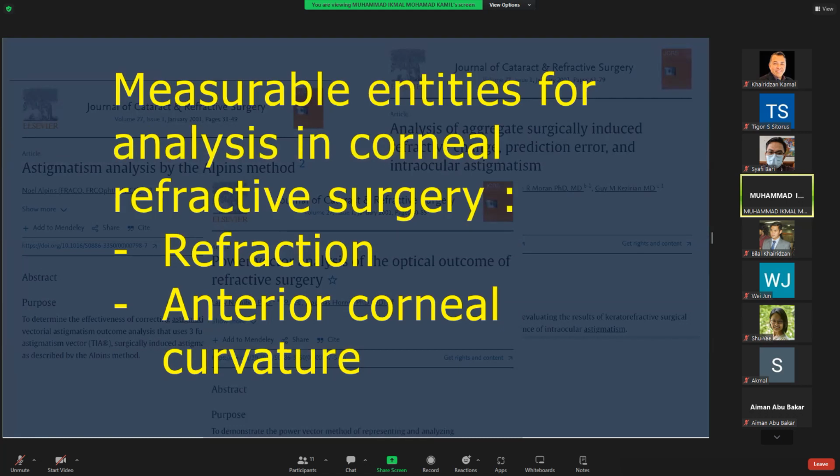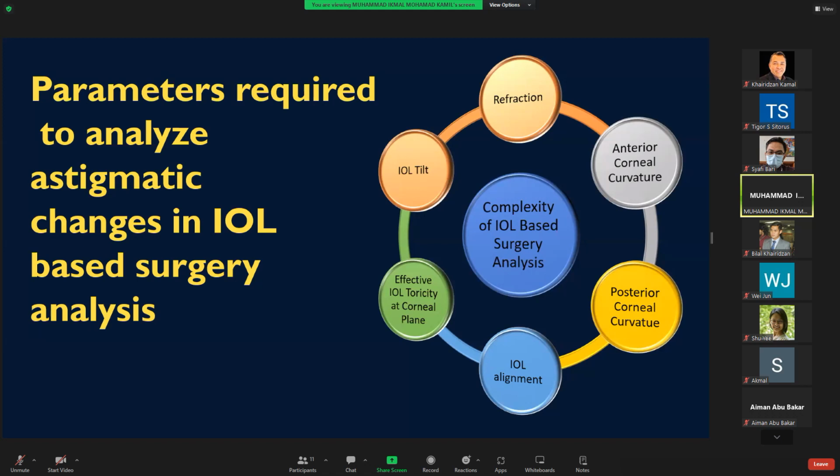And in corneal refractive surgery, the parameters that we use are only refraction and anterior corneal curvature. However, in IOL-based surgery, multiple parameters are required to analyze the astigmatic changes: refraction, anterior corneal curvature, posterior corneal curvature, IOL alignment, effective IOL toricity at the corneal plane, IOL tilt. So multiple parameters that we need to analyze.